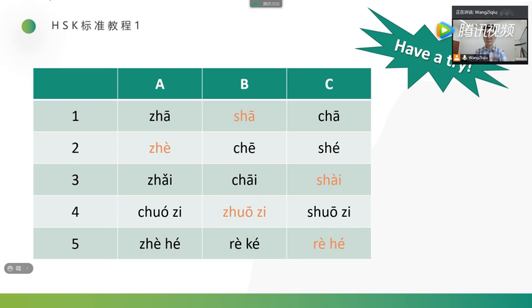Do you understand it? You should practice more after class. Now let's have a break. Then we will learn the finals.